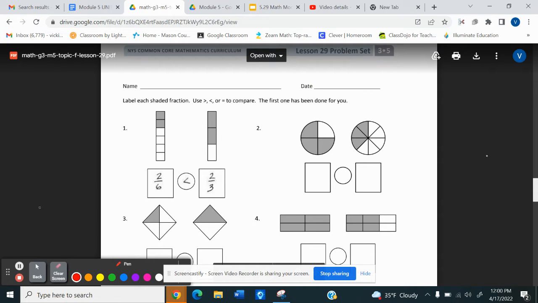We are on Module 5, Lesson 29. All right, it says, label each shaded fraction. Use greater than, less than, or equal to compare. The first one's been done for you. All right, so let's look at it.